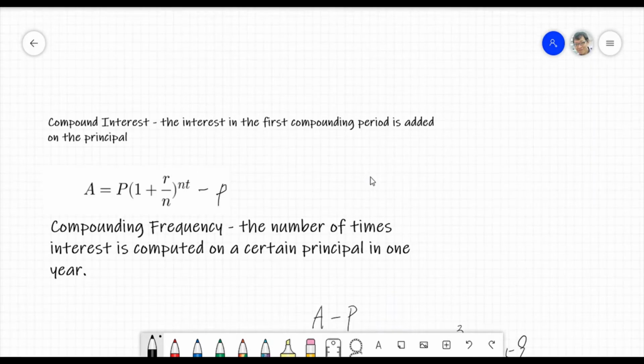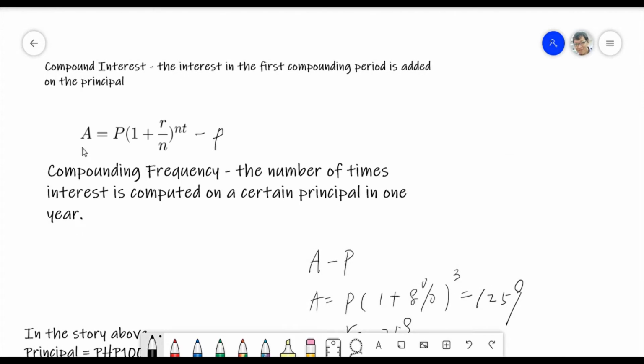Okay, so this is the formula. A here is not the interest. A is the future value. The future value equals the principal times (1 plus r over n) to the power of n times t. r is the interest rate. n is the compounding frequency. What that means is the number of times interest is computed in a certain period of time. Here we hear about annually, semi-annually, quarterly, and monthly.